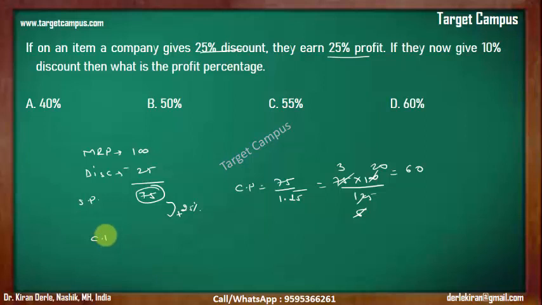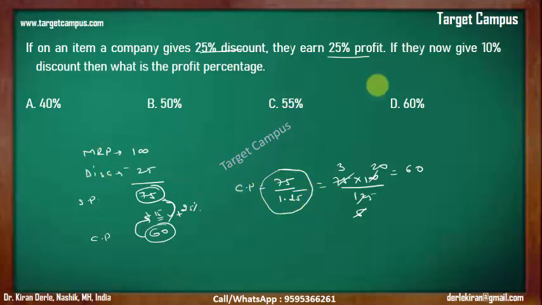So cost price is 60, right? Cost price is 60 in this case. If you cross-check it, cost price is 60 and selling price is 15. So here profit is 15 rupees, which happens to be 25% of 60. Hope you are getting this, right? Make it very much clear, guys, these multiplication factors.